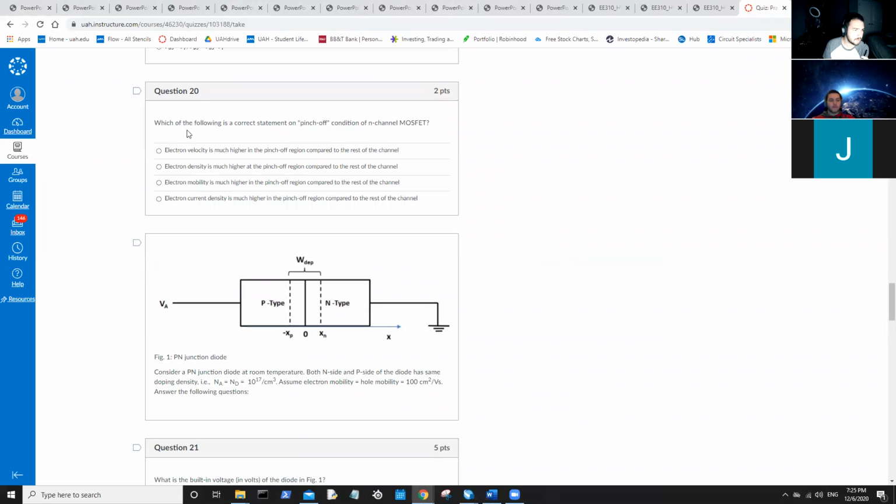Question 20 is which of the following is a correct statement on pinch-off condition? So for pinch-off, it's just the electron velocity is higher, and that's the only thing you need to know for the pinch-off region conditions. Everything else is just wrong, obviously.